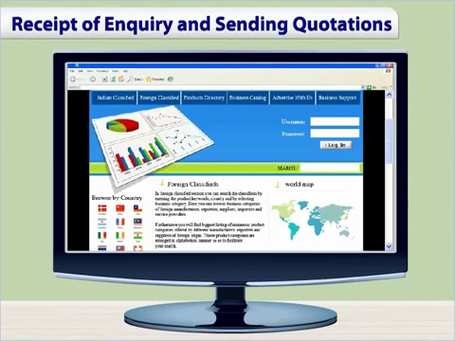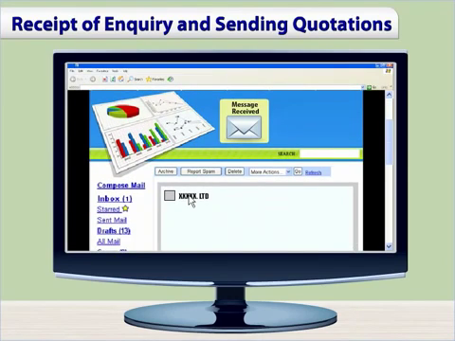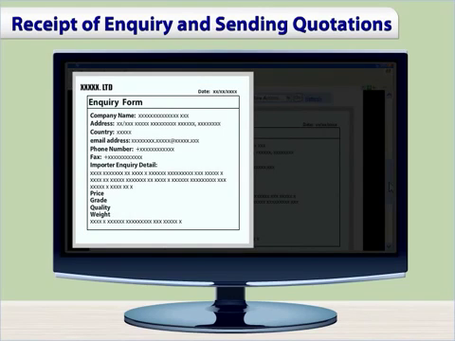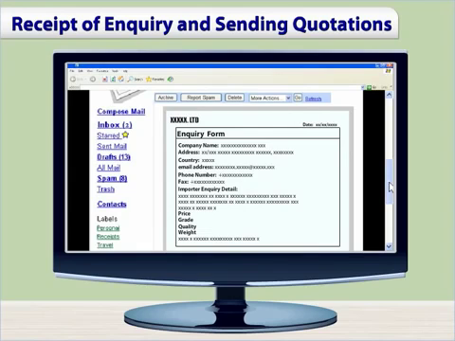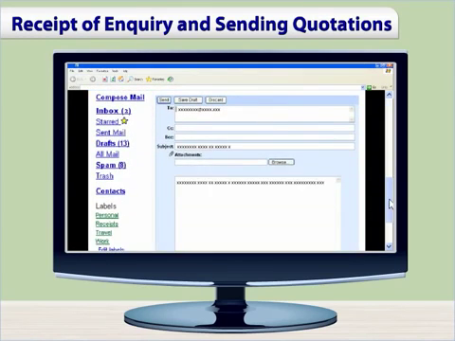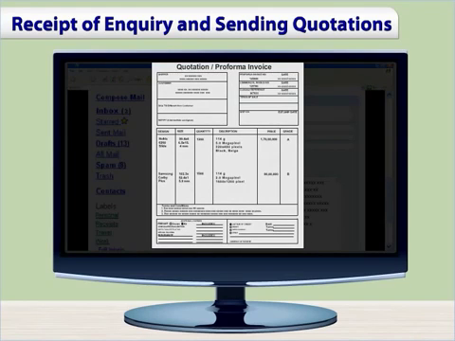Receipt of inquiry and sending quotations. The exporter receives the inquiry from the prospective importer or purchaser directly or through advertisement in newspapers, etc., about the price, grade, quality, weight and other descriptions of goods. This inquiry is answered by the exporter by way of a quotation called the proforma invoice.